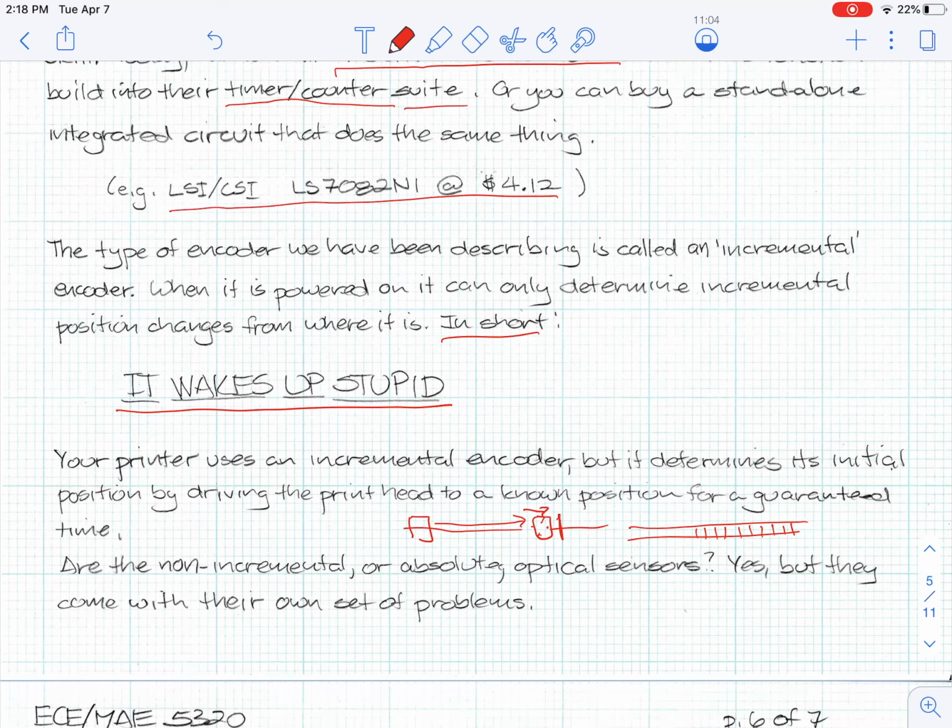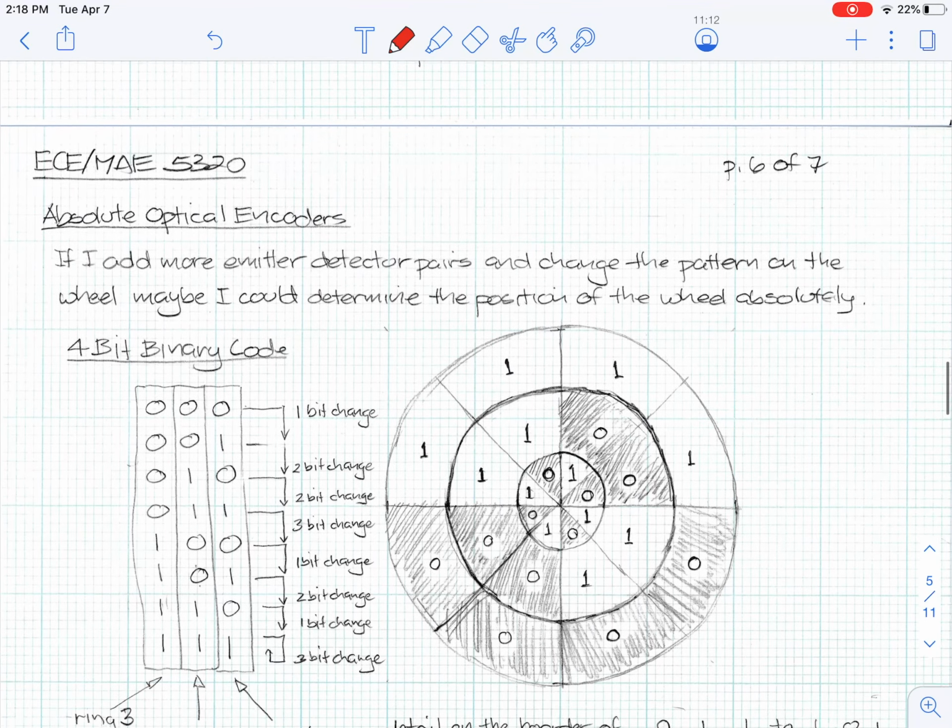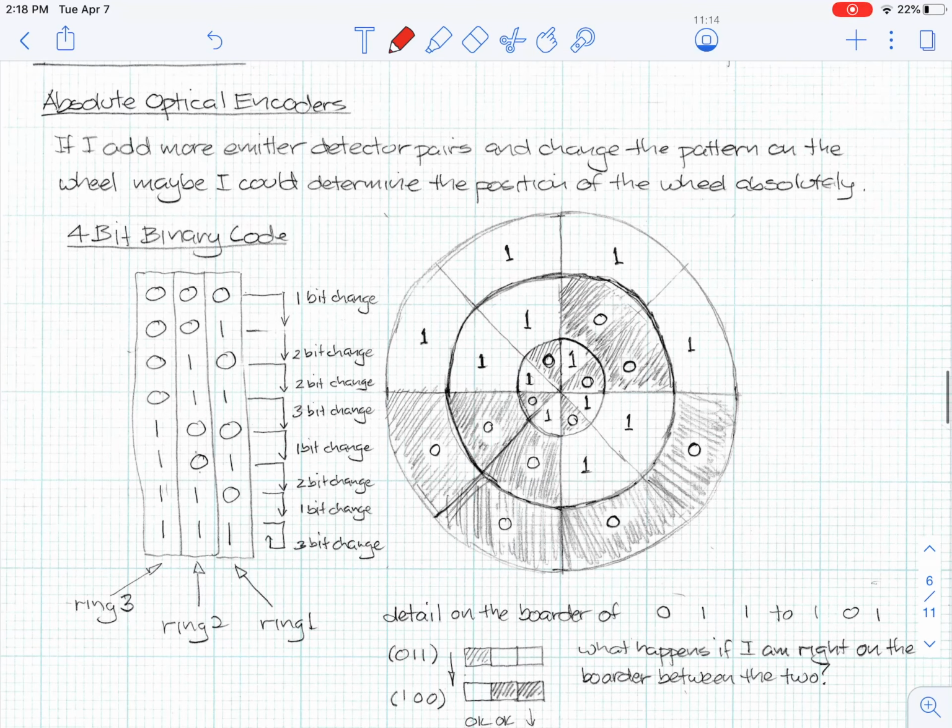Now, you may ask at this point, are there non-incremental absolute optical sensors? Yes, but they come with their own set of problems, and so we'll talk about that next. Absolute optical encoders. So if I added some more emitter detector pairs, in this case I'm going to add 3, and each one's going to have its own ring. The emitter detector pairs will detect that.